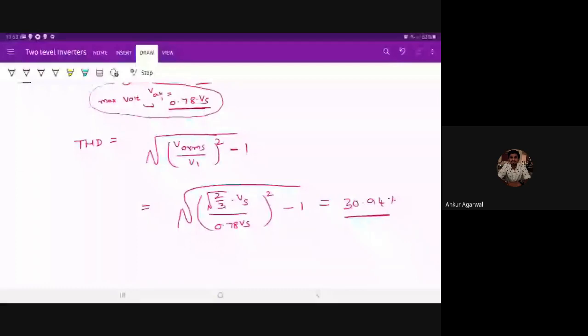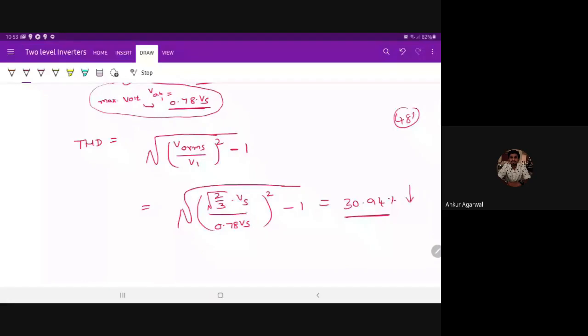So why is it reduced? In the previous case, you got something around 48%. This THD is reduced because all the triplen harmonics, the third order harmonics and its multiples, are eliminated. Clear?